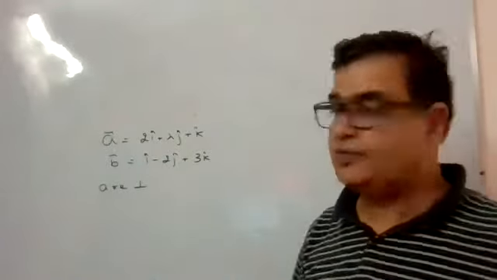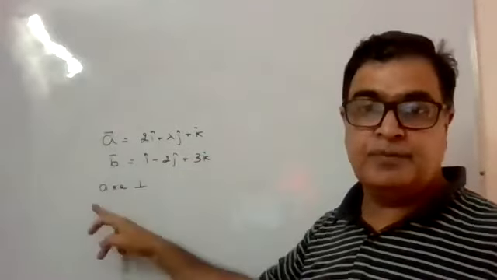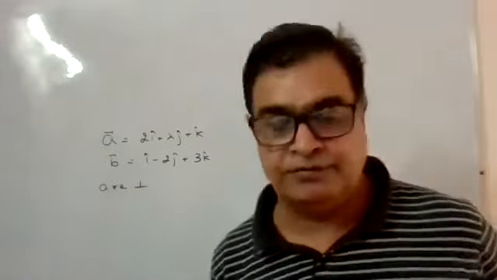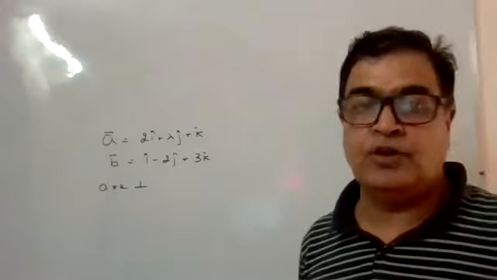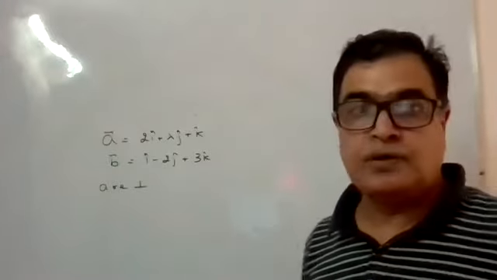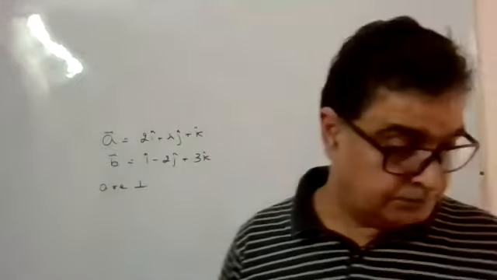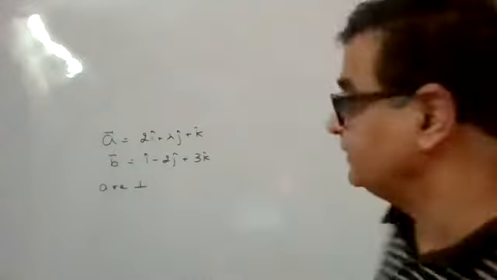So this is the next question we have. Vector A is this, vector B is this, and A and B are perpendicular. We should find out what is the value of lambda. Find out please what is the value of lambda. What is the condition? 5/2. Yes, sir, 5/2.